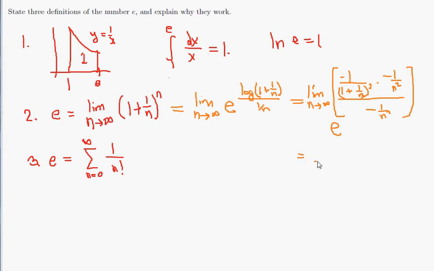So that's equal to e to the, now this simplifies quite a bit. Negative 1 over n squared over negative 1 over n squared cancels, and so we get e to the limit as n goes to infinity of plus 1 over 1 plus 1 over n squared. As n goes to infinity, this goes to e to the first power, which is e.